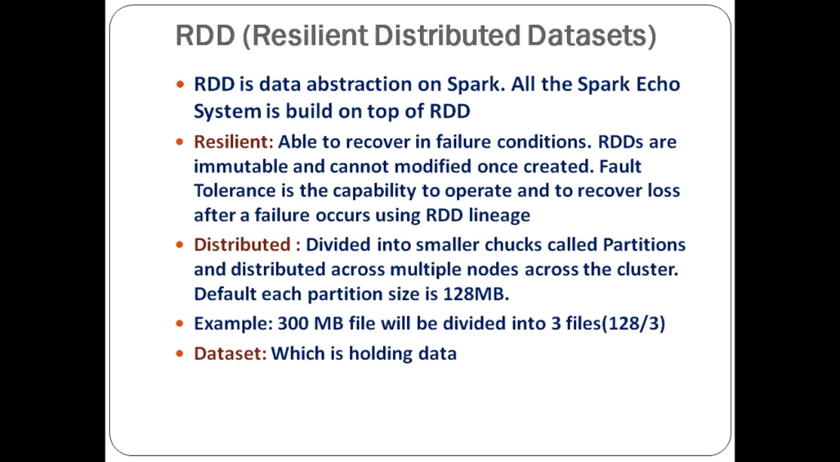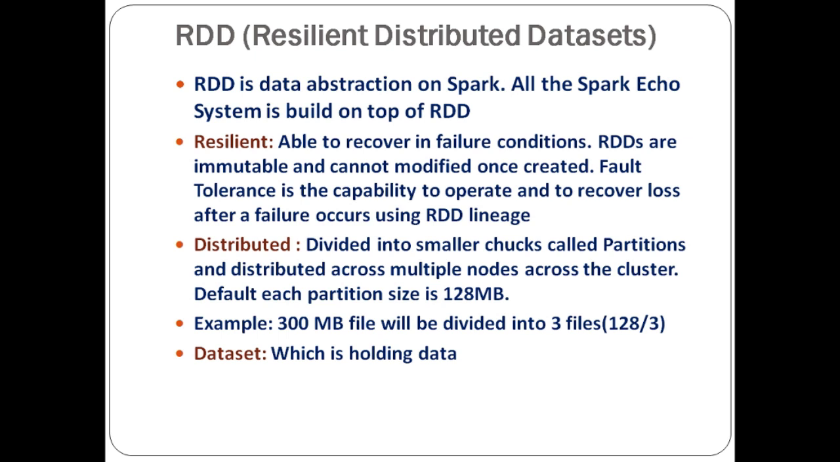The default partition size is 128 MB in the Hadoop ecosystem. In Databricks it is also the same, but you can change it using some property configuration commands. By default, it is 128 MB. For example, if you read a 300 MB file, it will be divided into 3 files.